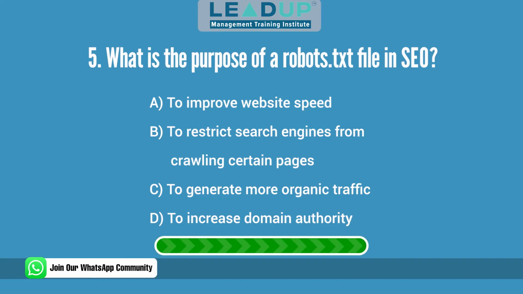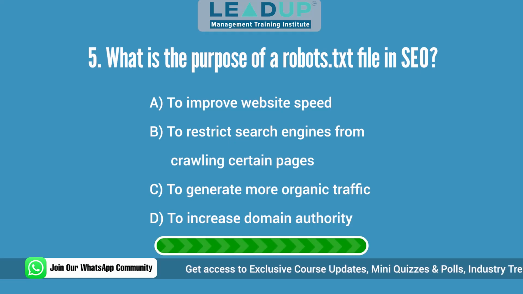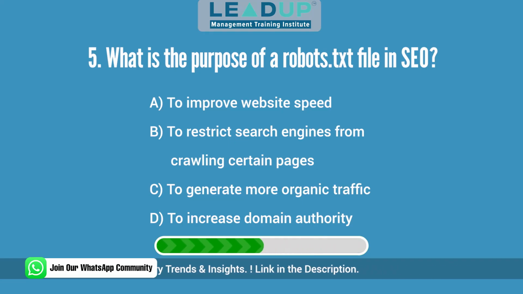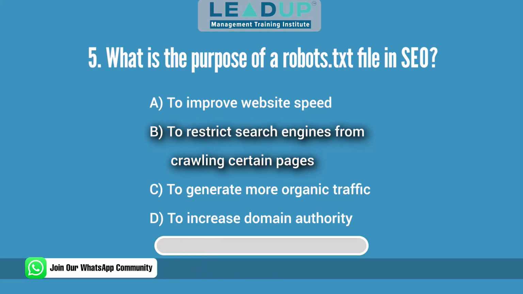Question 5. What is the purpose of a robots.txt file in SEO? A. To improve website speed. B. To restrict search engines from crawling certain pages. C. To generate more organic traffic. And D. To increase domain authority. Answer: to restrict search engines from crawling certain pages.